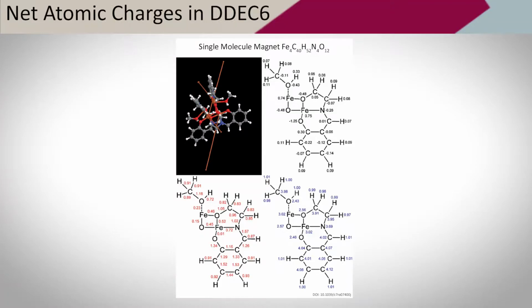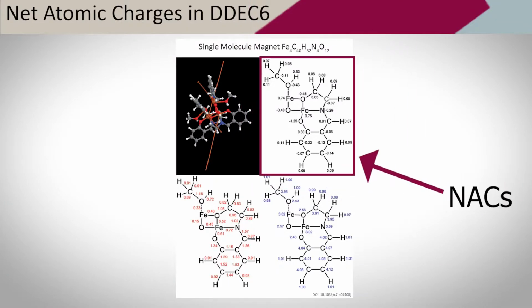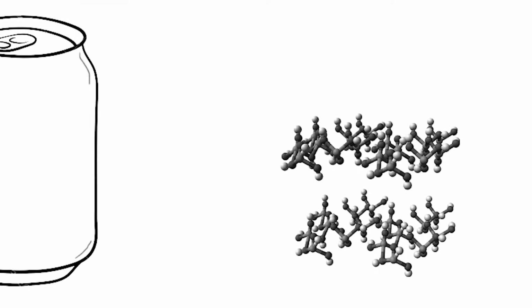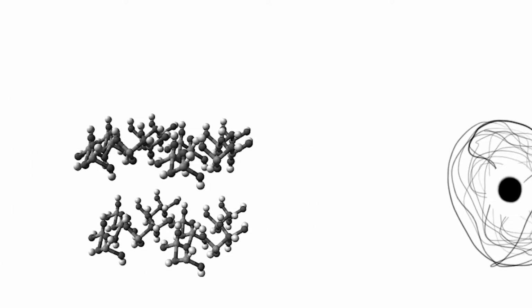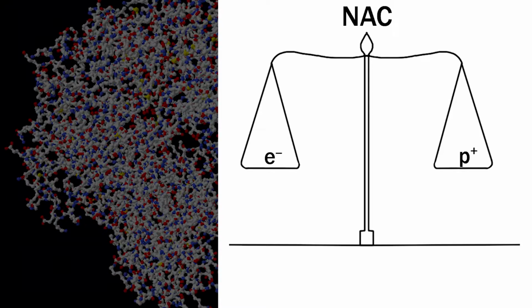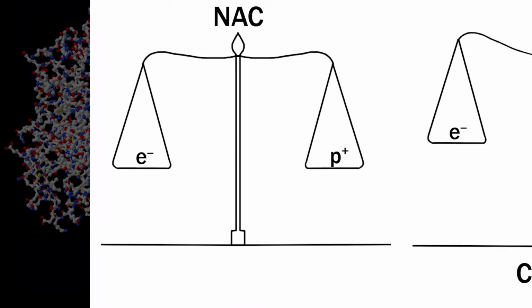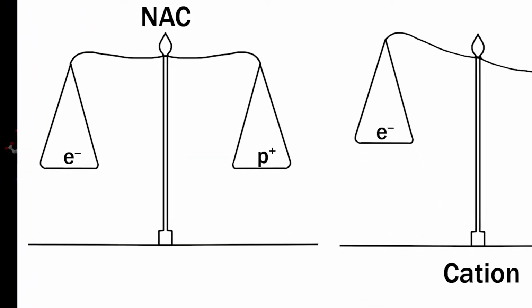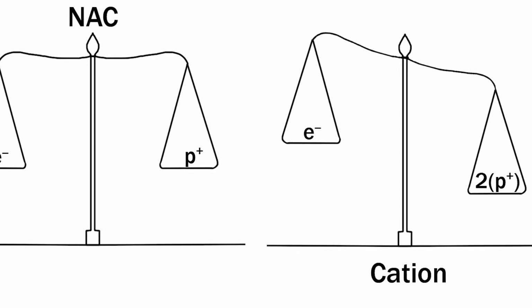This video will explain the theory of computing net atomic charges with the DDEC-6 method. Materials are composed of atoms. Atoms have neutrons, protons, and electrons. The number of protons minus electrons in an atom is called its net atomic charge, NAC. The specific NAC of an atom affects how it interacts with other atoms in the material.